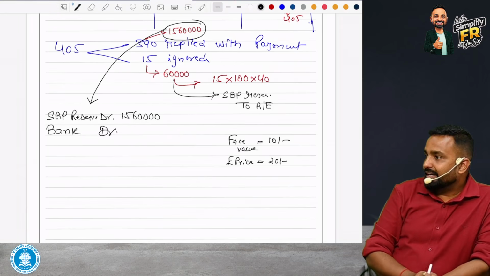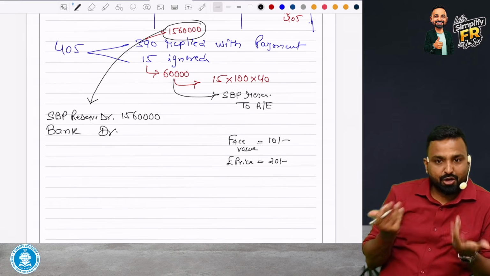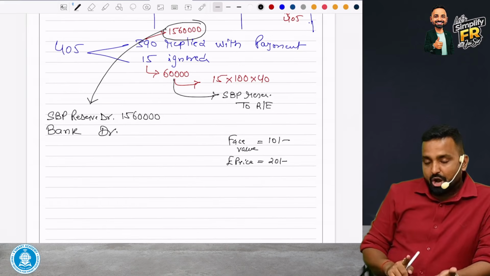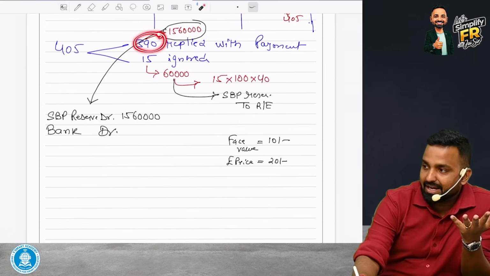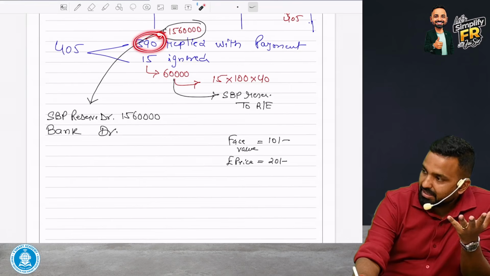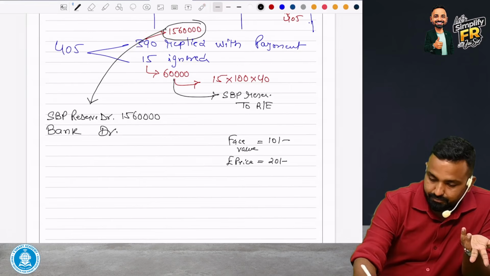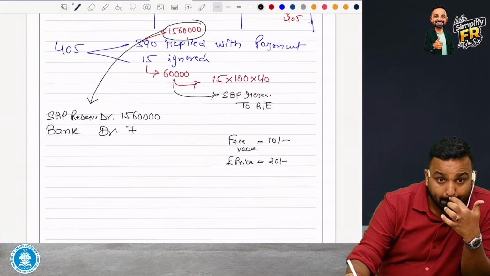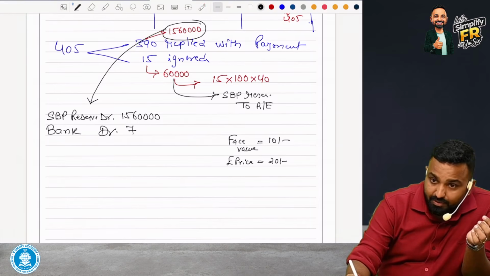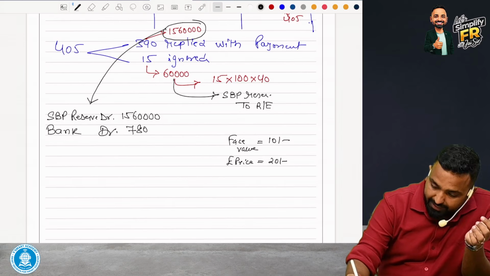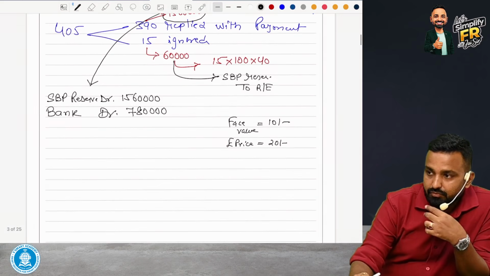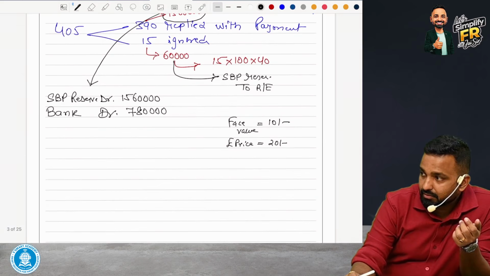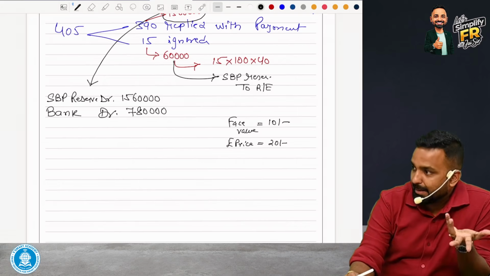Bank account debited. Guys, I have received 20 rupees from you. How many employees are there? 390, multiplied by 100, multiplied by 20. 7 lakh 80,000. Okay, next. Face value with share capital.